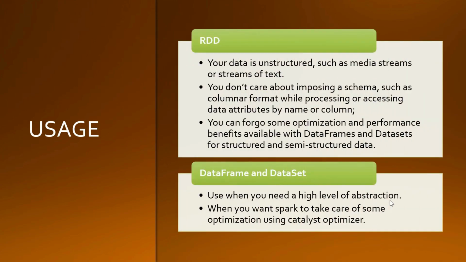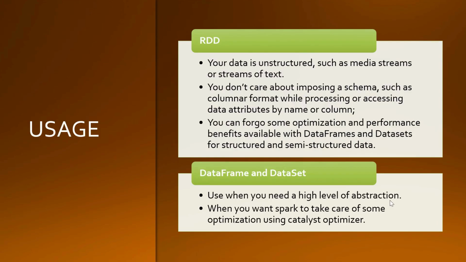Now let's see, if we have three different APIs, when to use what? You may get confused, right? What exactly do you need to use? Why exactly do you need RDD when there are so many benefits of data frame and dataset? In RDD, your data is unstructured, right? Such as media streams or streams of text. So you can use your RDD very easily. And when you don't care about imposing a schema, such as a columnar format with column names while processing the data, then you can just use your unstructured data and use RDD.